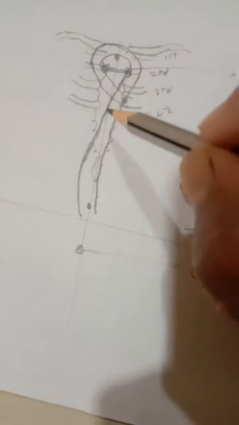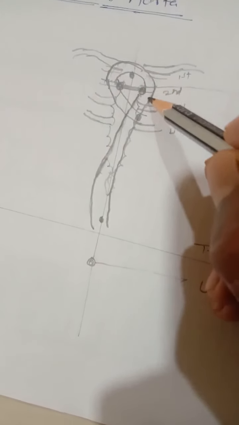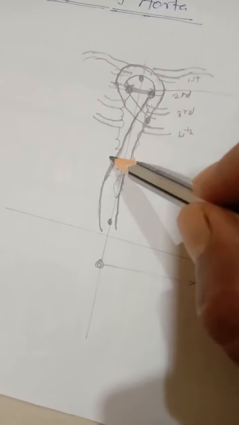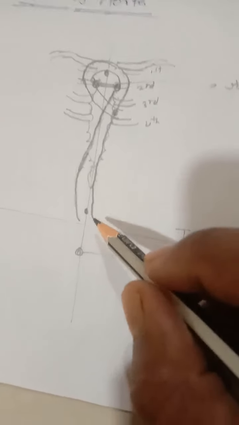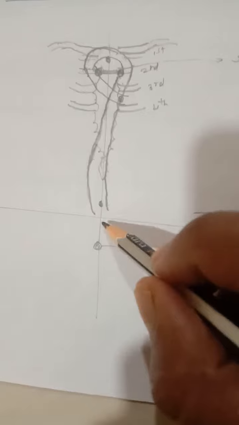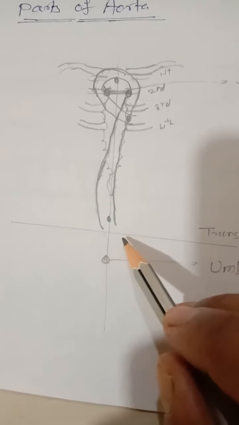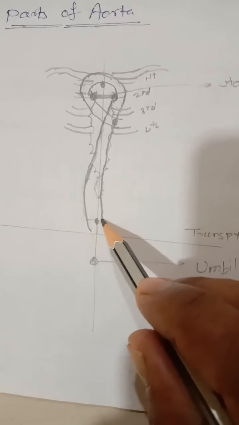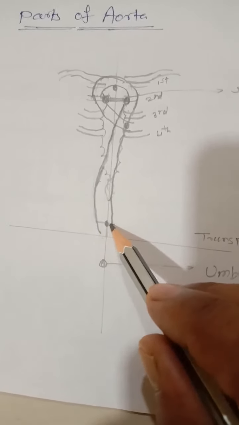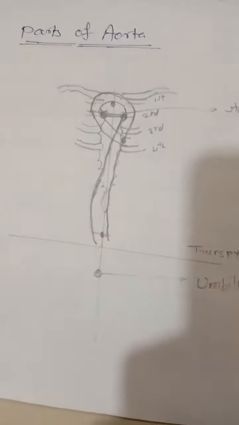So here you can see from this to this is the ascending aorta, from this to this the arch of the aorta, and from this to this is the descending thoracic aorta, which is present 2 centimeter above the intersection of the median plane and the transpyloric plane. So that is the 2 centimeter, and this measurement is about 2.5 centimeter between the two lines.